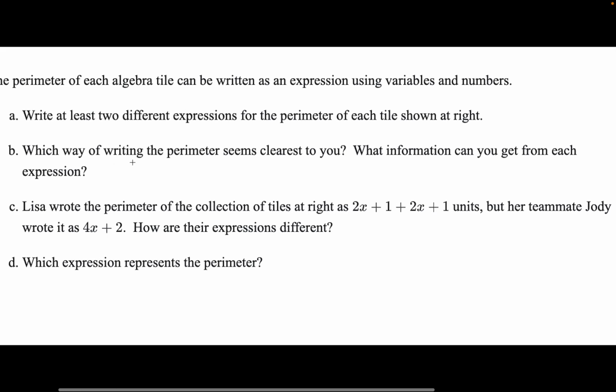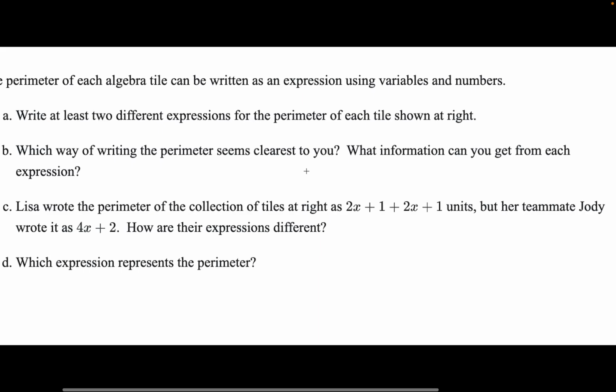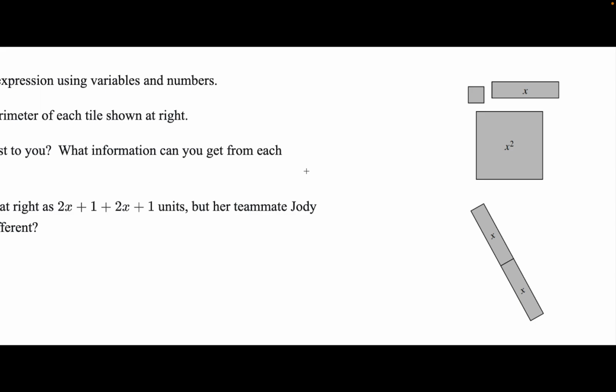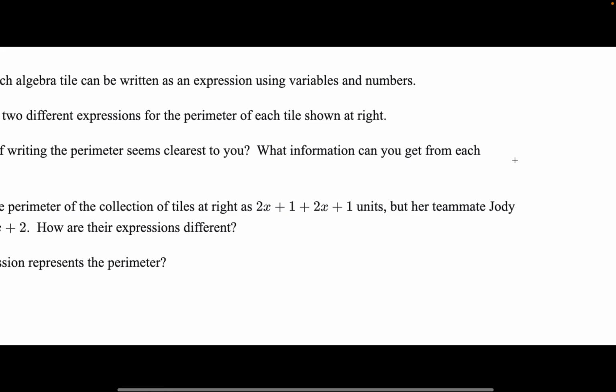Which way of writing the perimeter seems clearest to you? What information can you get from each expression? So the two I was listing, we call those either expanded or simplified form. So the expanded would be, say, for this tile right here, when I said 1 plus x plus 1 plus x, you're literally just listing every side out individually. But you could also just say 2x plus 2, because you could just add the x's together. Those are the same thing. The ones are the same. You could simplify them. So that's the simplified form.